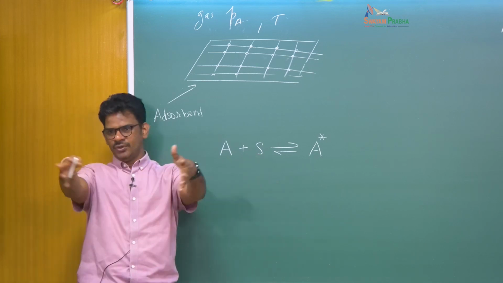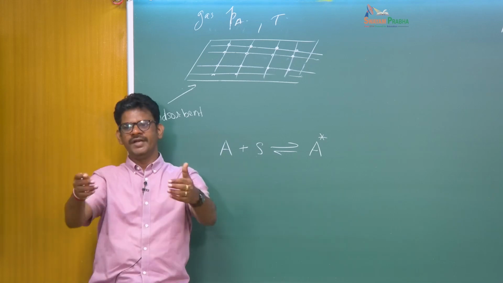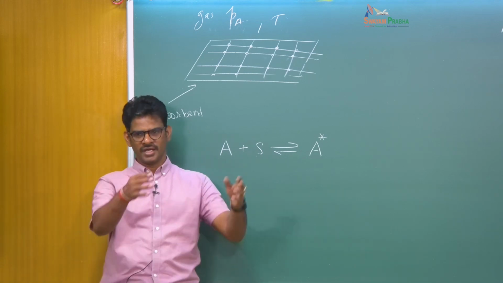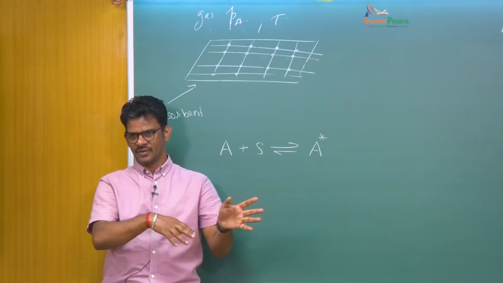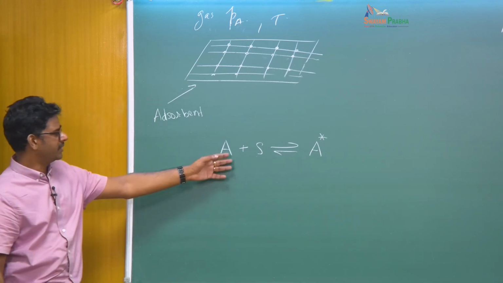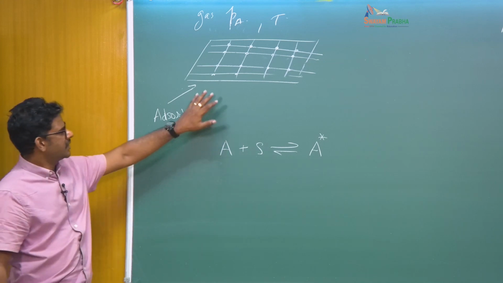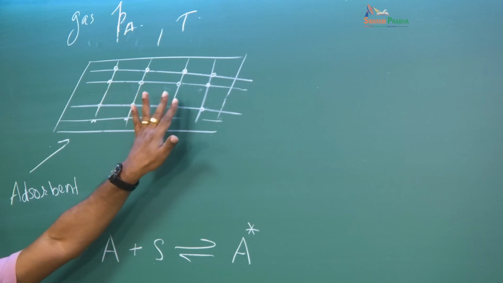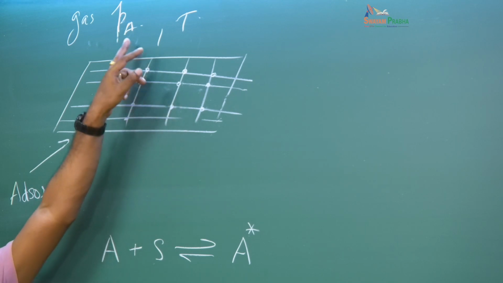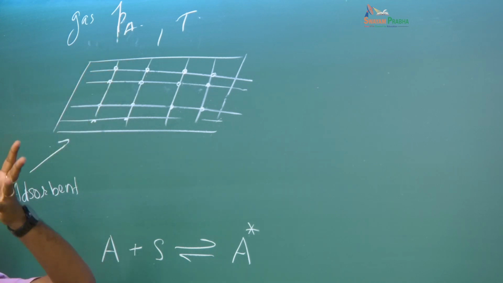It's just like how you're sitting, how you're occupying the seats. Empty seats are vacant sites, the filled ones are adsorbed sites. You can come and sit and you can leave. So a similar kind of process is happening in this case. So our aim, as I said before, is to find out how many molecules are adsorbed when I change the partial pressure of the gas. That's the question we want to answer.